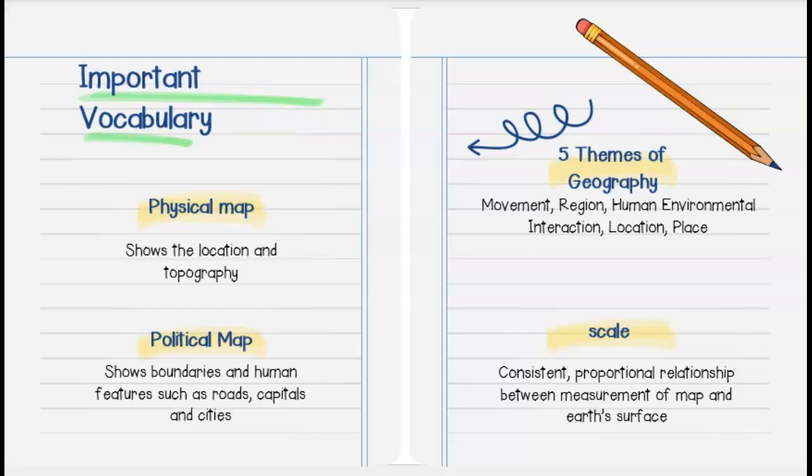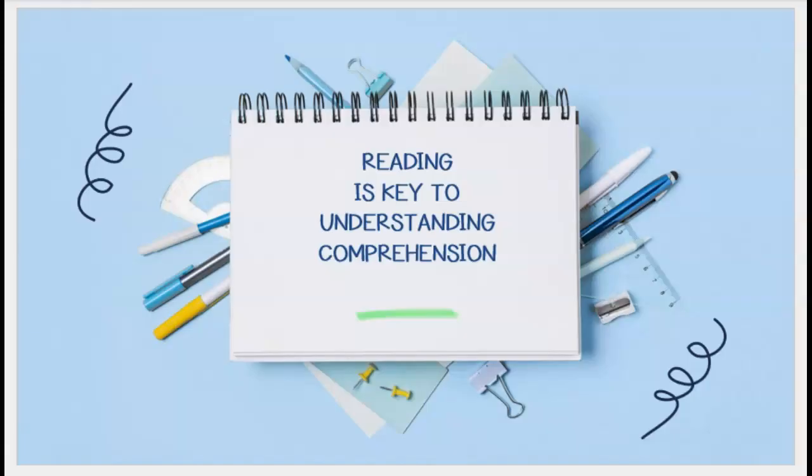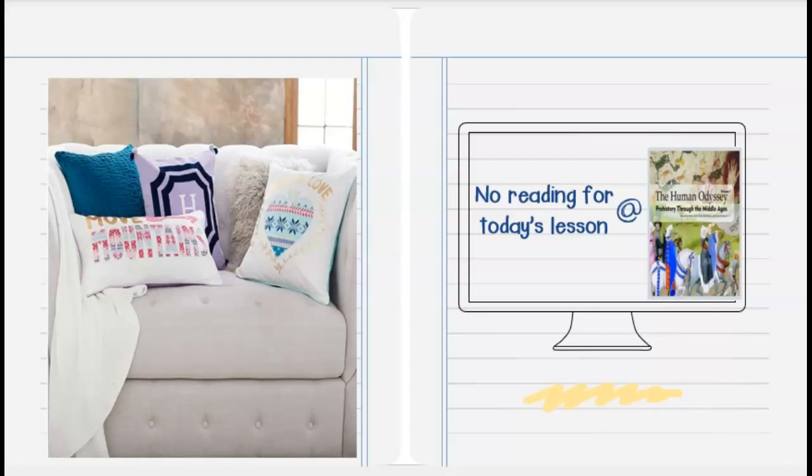And then a scale is a consistent proportional relationship between measurement of map and Earth's surface. And then reading is key to understanding comprehension, although you have no reading for today's lesson. But remember, you can use your book and use those pages in your student guide listed on page 389 to help you look through maps and have a better understanding of this lesson.